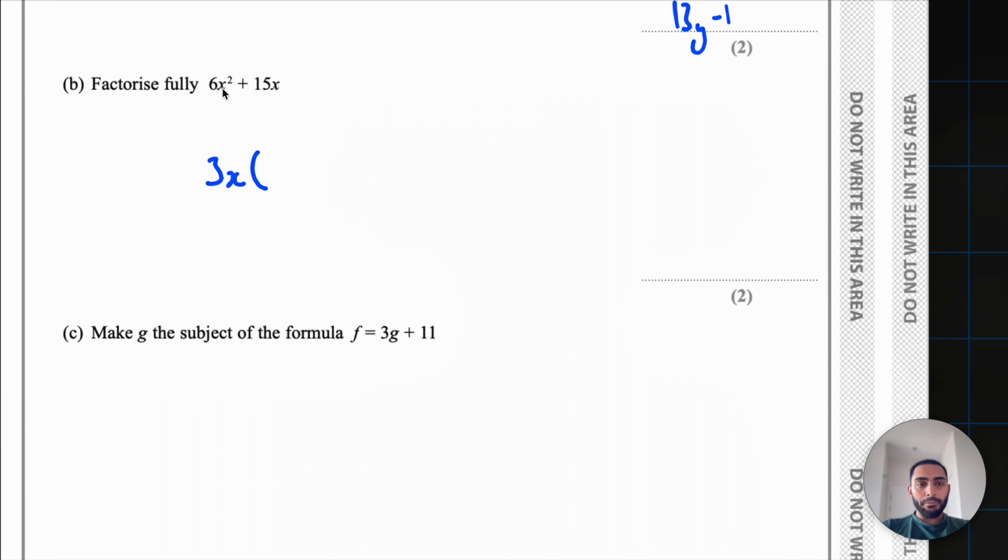I'll open up my bracket. And what multiplies by 3x to give me 6x squared? That'll be 2x. And if you just try it, you would get 6x squared. What multiplies by 3x to give you 15x? That would just be 5.